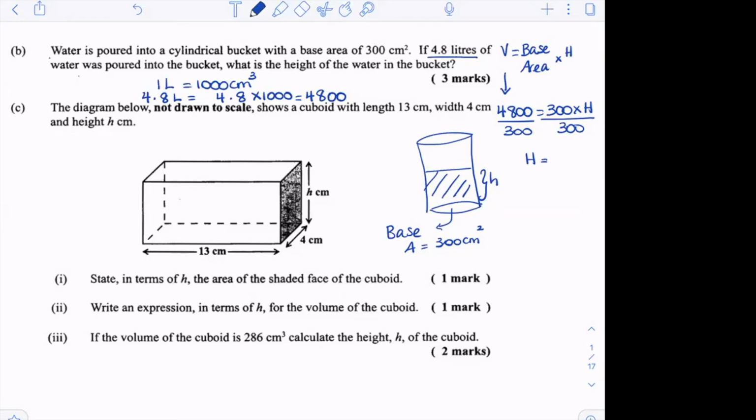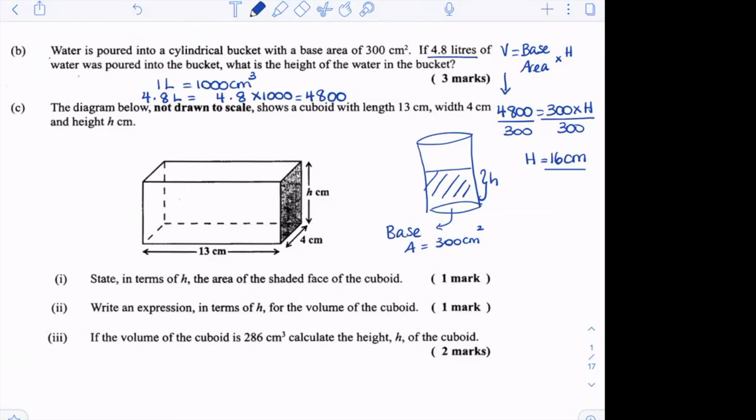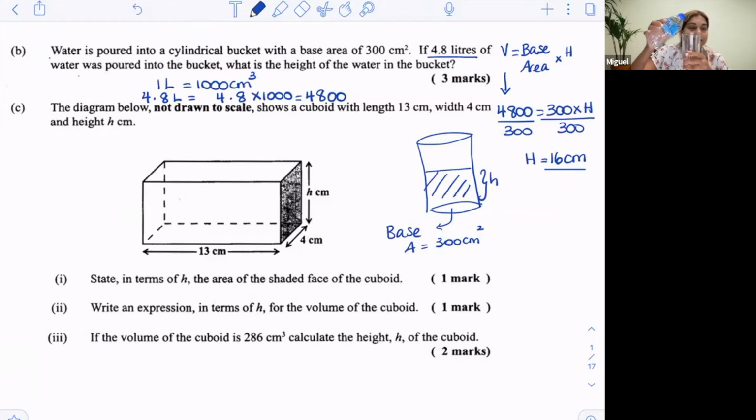16 centimeters. Could anybody else confirm that? Did anybody else get 16? So let's demonstrate. This is my glass. This is my 4,800 centimeter cube. I am pouring it in the cylindrical bucket and the height is 16 centimeters. So that is what the question asks. All right, let's move on.